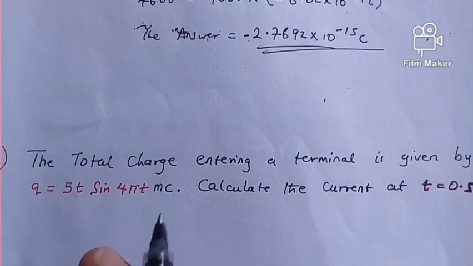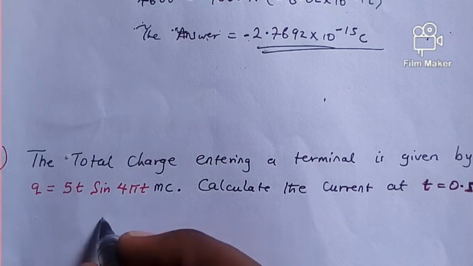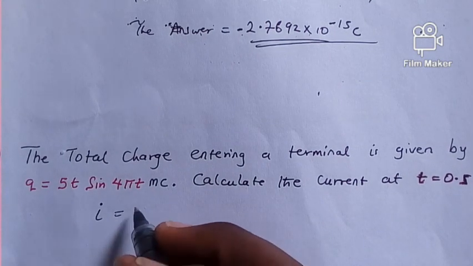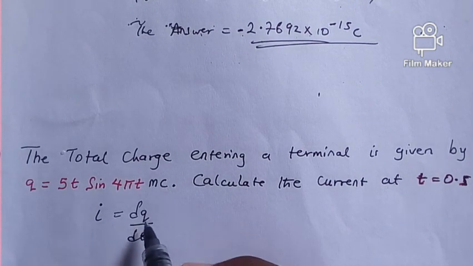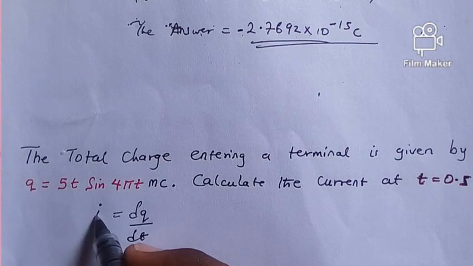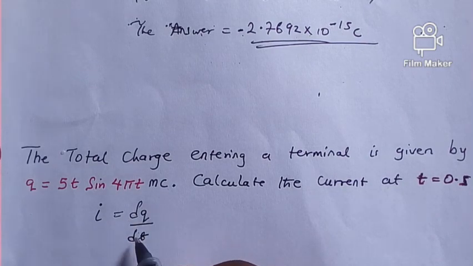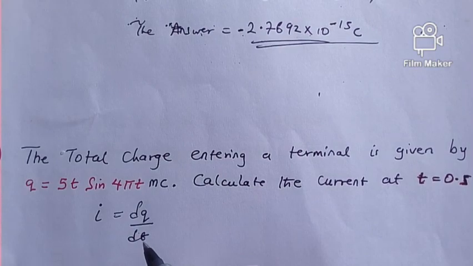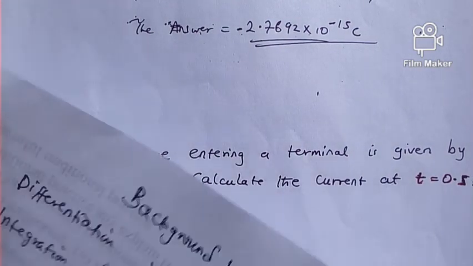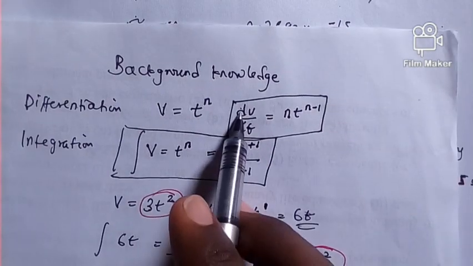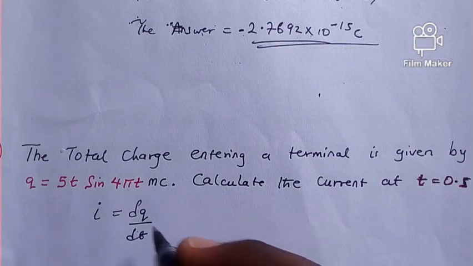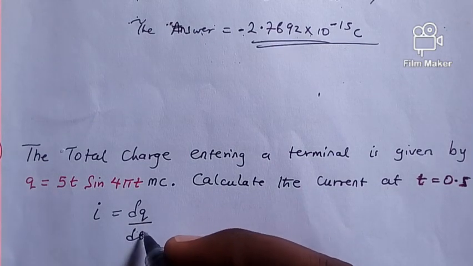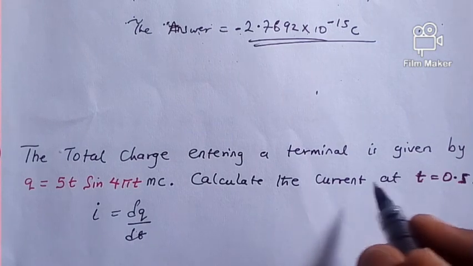Remember what I told you about differentiation. Remember what I told you about current. Current is defined as the rate of change of charge. So as a matter of fact, dQ/dt will give me current. As we previously discussed, dQ/dt looks similar to dv/dt, and that is differentiation. So it simply implies that if I differentiate the quantity of charge with respect to time, I get current, and that is what I'm asked to find.